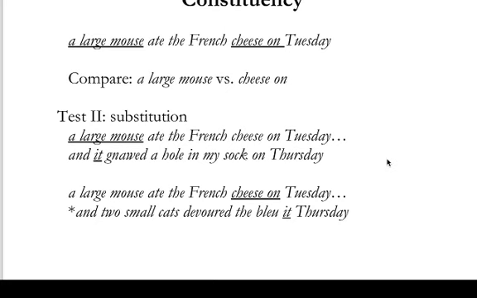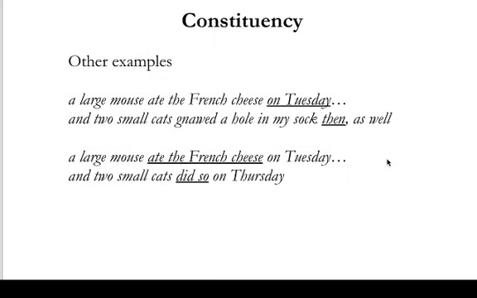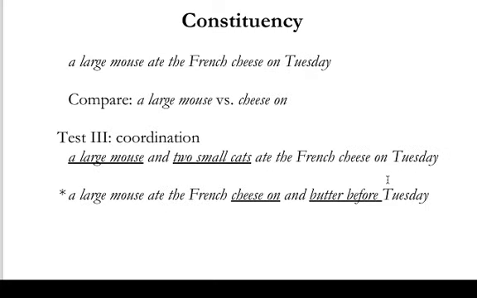Similarly, we can do this with the prepositional phrase. A large mouse ate the French cheese on Tuesday, and two small cats gnawed a hole in my sock then as well, where then is understood to mean on Tuesday. A large mouse ate the French cheese on Tuesday, and two small cats did so on Thursday, where here did so is taken to be standing in for the entire verb phrase, ate the French cheese. And the idea is you keep repeating this for all the different elements in the sentence and see which ones are constituents and which ones are not.